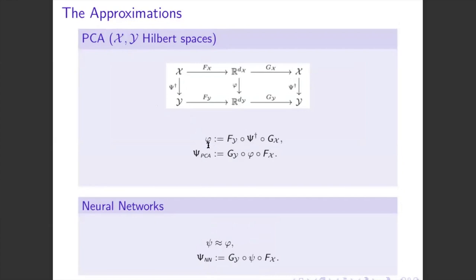And then if we define var phi in this way as fy psi dagger gx, and define what I'll call psi pca in the following fashion here, notice that if I put var phi into this composition of maps, I will on the left have the composition of gy with fy, which is approximately the identity. And on the right, I will have the composition of gx with fx, which is approximately the identity. Those approximations of the identity can be controlled, and as a consequence, the resulting function psi pca can be controlled as an approximation of psi dagger.